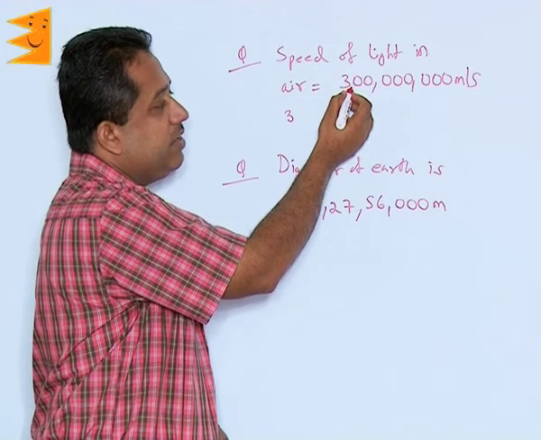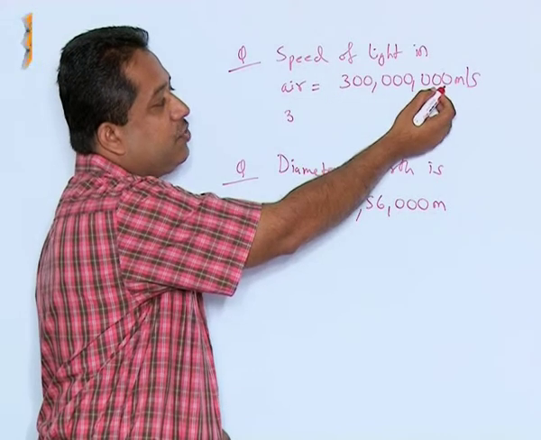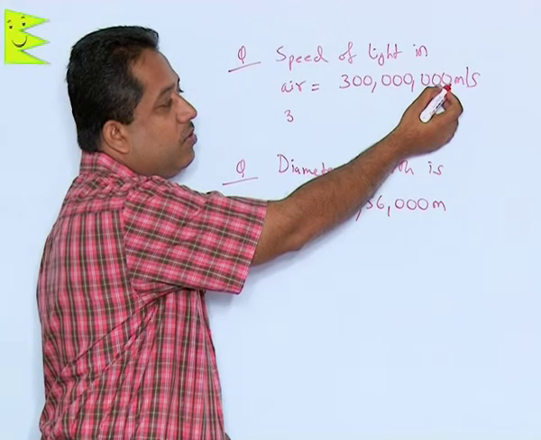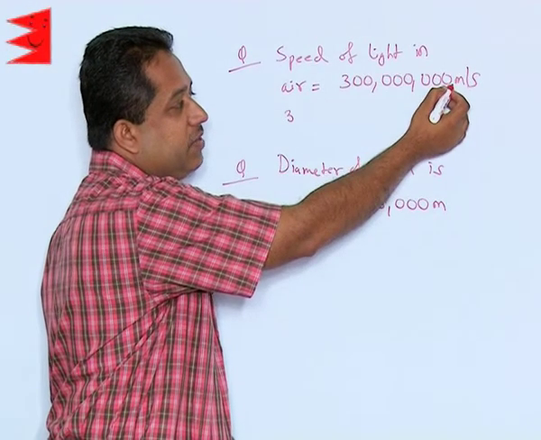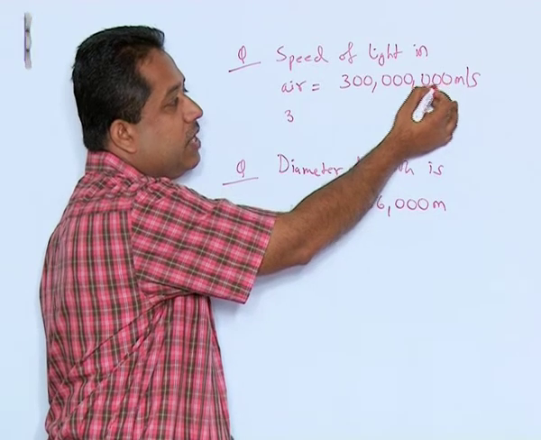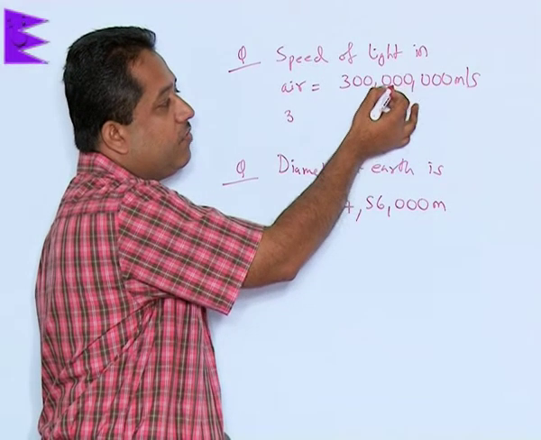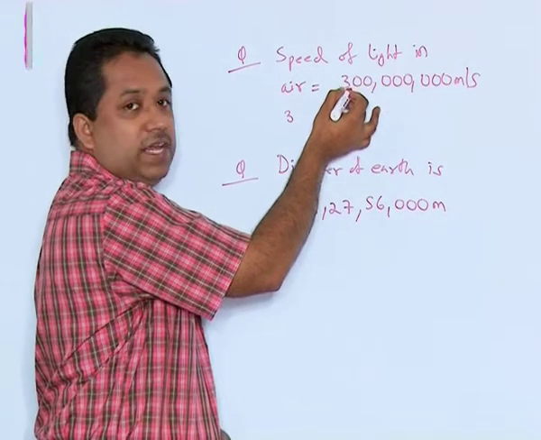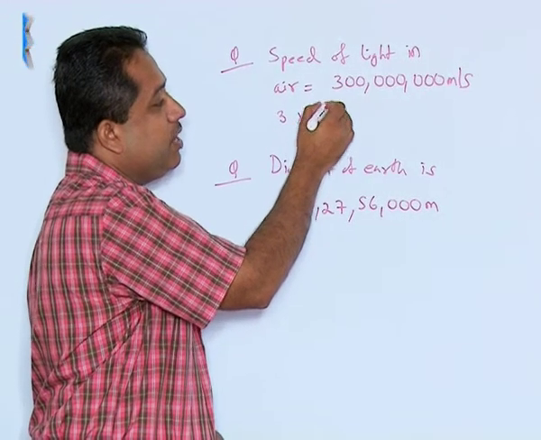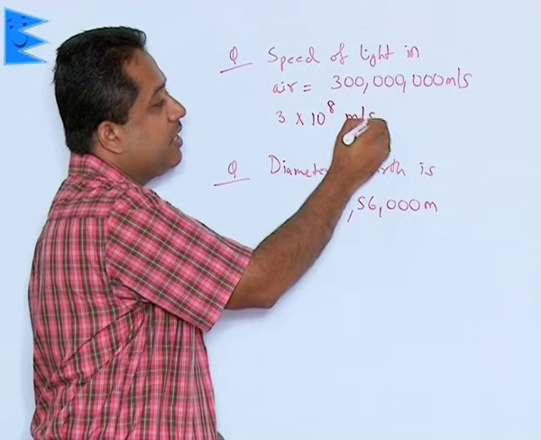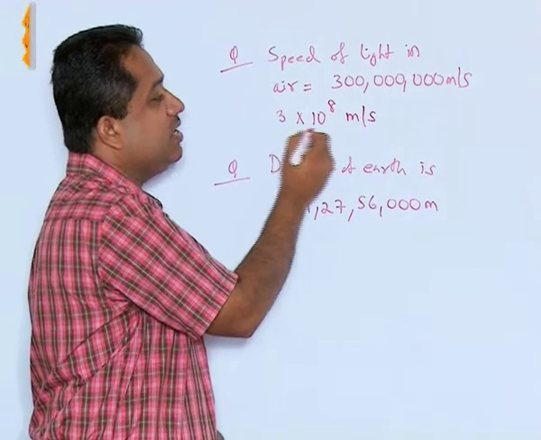If I am going to put the decimal here, that means I am shifting the decimal from its actual position to here. Now the actual value is here, which means I am shifting it 1, 2, 3, 4, 5, 6, 7 and 8 times. So I can write this as 3 multiplied by 10 to the power 8 meters per second. So this is called the standard form.